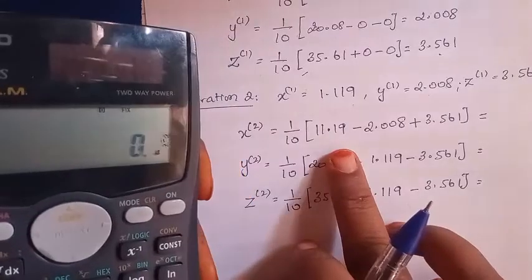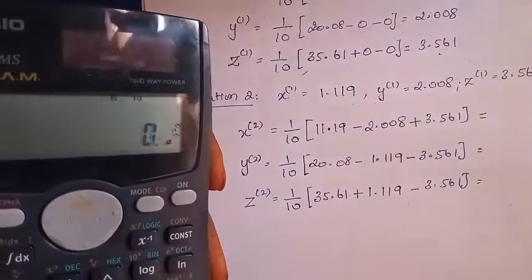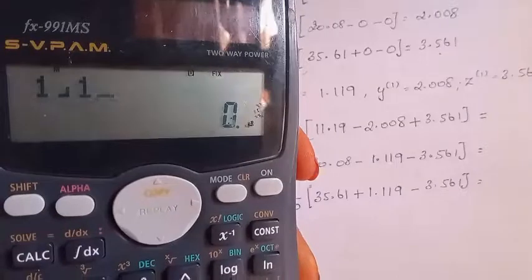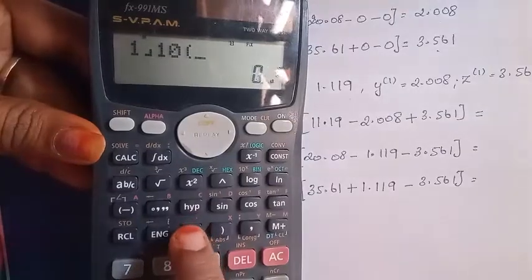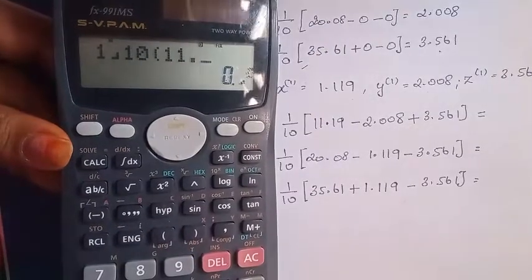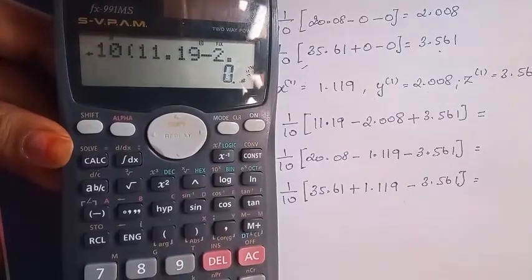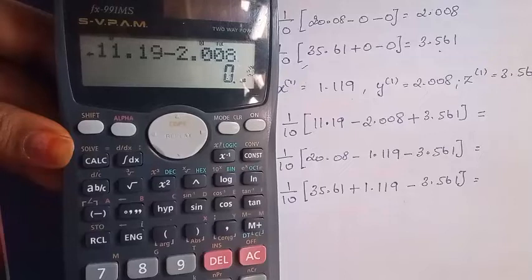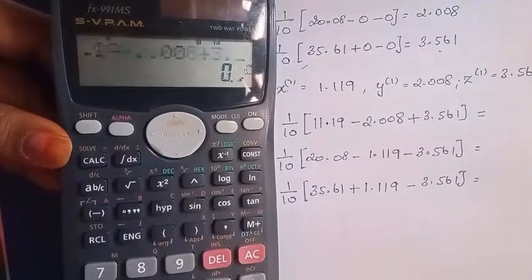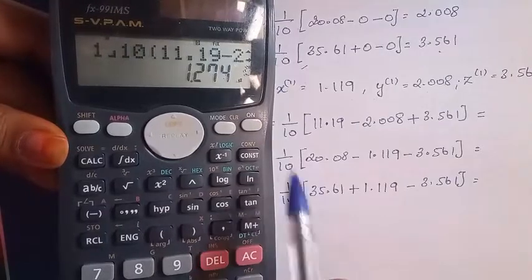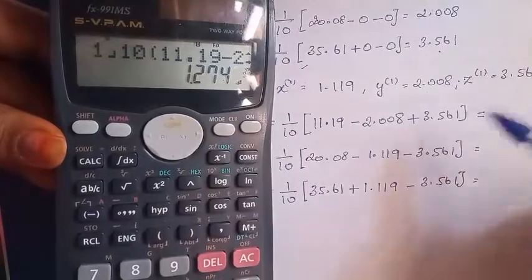Let's get the value of these equations in calculator. 1 by 10 to get the x2 value, press 1 alpha and then this key by 10, open the bracket, it is 11.19 minus 2.008 plus 3.561, close the bracket, equal to, the value is 1.274.